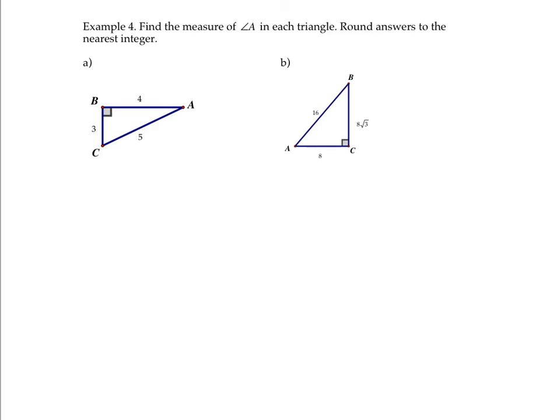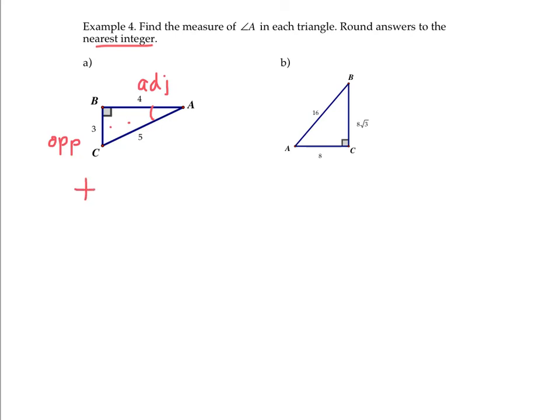Okay, the final thing that we're going to do today is we're going to use trig, specifically the tangent ratio, to find the measure of angle A in each triangle. It says round answers to the nearest integer, so we're rounding to the nearest whole degree. So check out angle A in part A, and let's label those sides as being opposite and adjacent. For angle A, 3 is the opposite side, 4 is the adjacent side, 5 is the hypotenuse, so we don't need it right now.